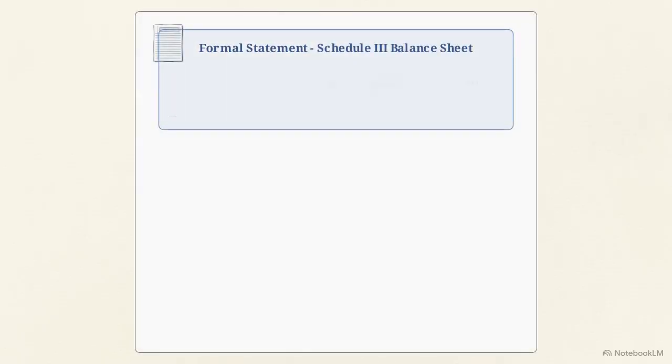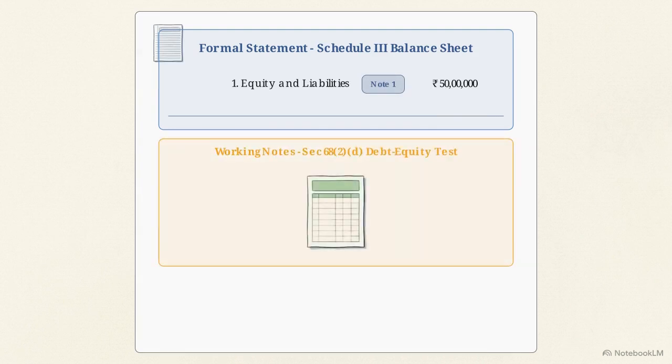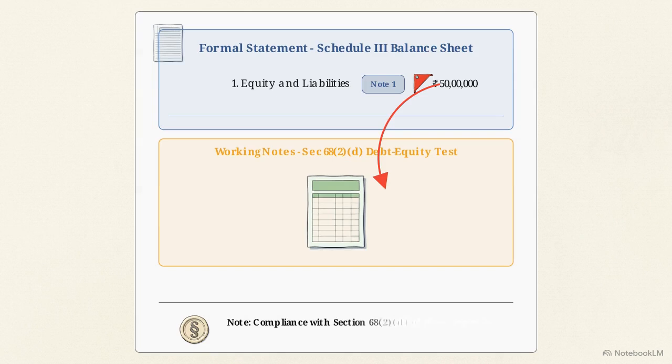The final architecture of the page places the main Schedule 3 balance sheet or journal entries at the top of the page, with the working notes clearly labeled below the main answer. Practice consistent cross-referencing. Schedule 3 requires each item on the face of the financial statements to be cross-referenced to related information in the notes. You can demonstrate further technical depth by adding a footnote at the bottom of the calculation that cites the specific statute, such as Section 68, subsection 2d.